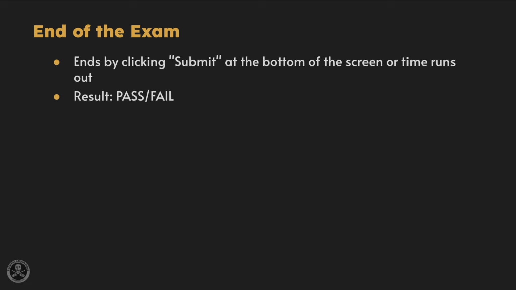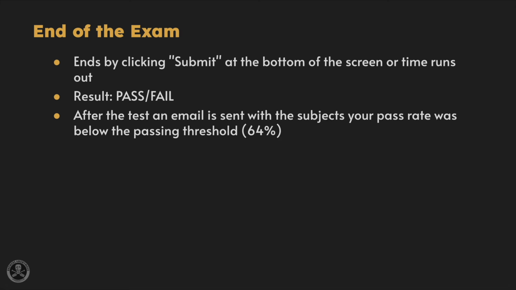The results are pass-fail. I can tell you that the scoring percentage is 64%. They do have that in their literature and in their exam prep documents, but you will not know, pass or fail, how low or high your score is. You're just going to be told that you pass or fail. After the exam, you're sent an email that tells you the subjects that your pass rate was below 64%. You can still pass this without getting every subject above 64%.